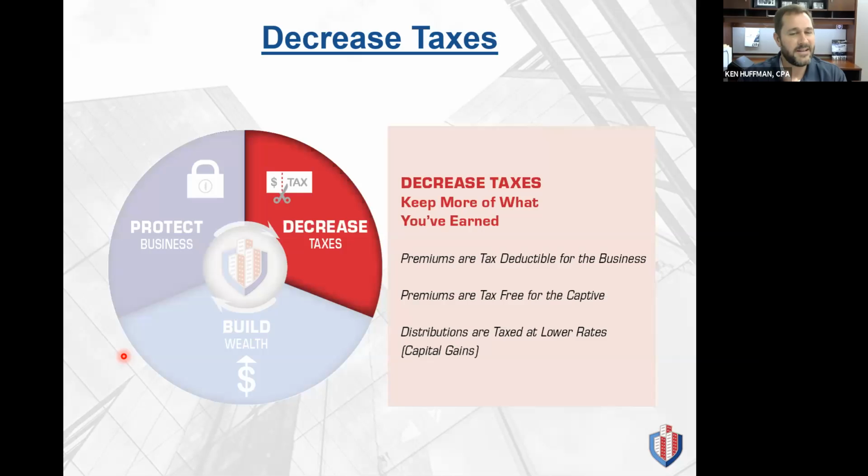Now, another thing that it does, it decreases taxes. Now, this is not the primary reason why you would do a captive insurance company. People love this. Business owners love this aspect of it. CPAs love this aspect of it. The primary reason why you would do a captive insurance company is for the insurance, okay? Now, how do the taxes work? It works very well, all right? So what you have is it's tax deductible for the business, but it's also tax-free income to the captive.